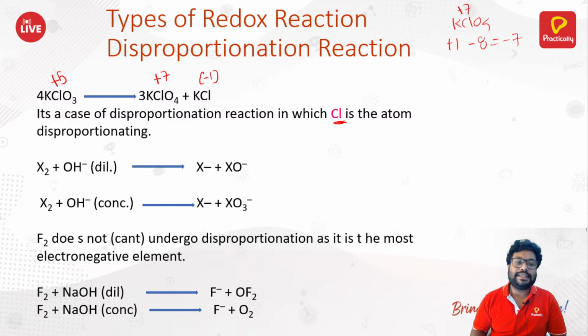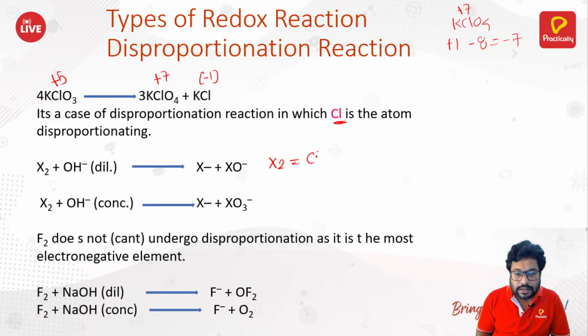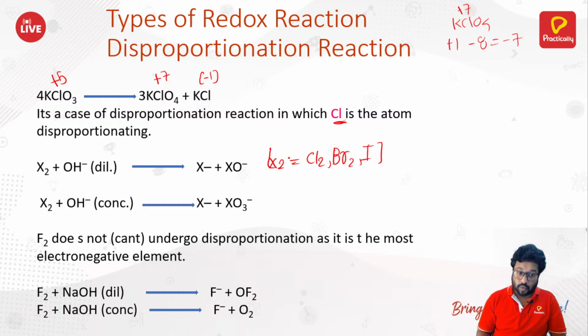Okay, now let's see the general reaction here. See, if you take X2, now this X2 here could be chlorine, Cl2, it could be Br2, it could be I2. It cannot be fluorine. Why? Because look here, when you are taking Cl2, Br2 or I2, which is X2 here, and OH minus, that means what? Basic medium. OH minus means basic medium, but a dilute basic medium.